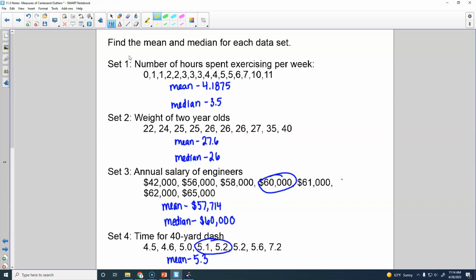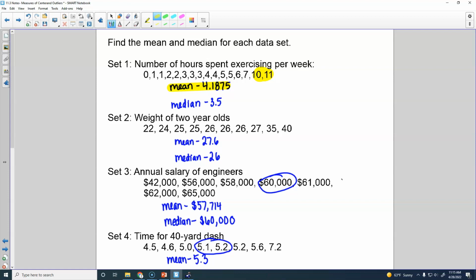This is the number of hours exercising per week. 10 and 11, they're a little high, right? So we do have 0, which is low, but it's right next to 1, right? And we're talking about exercising every week. I would actually expect there to be more zeros than there are, out of lots of people. So 10 and 11, the next lowest is 7. So these are a little bit high. Notice here, we had high outliers. Our mean was higher than our median.